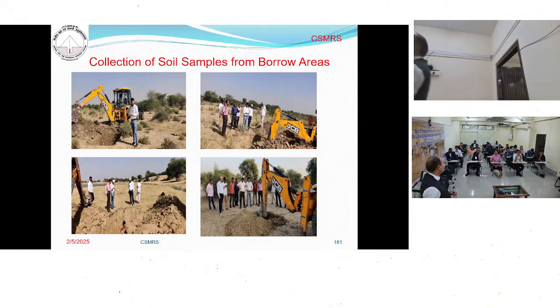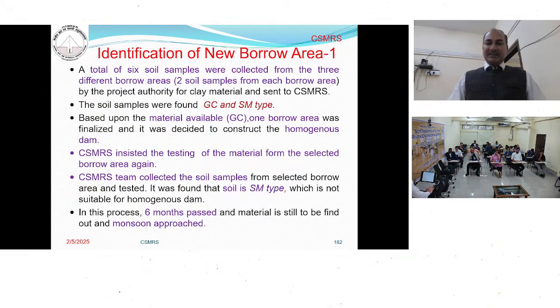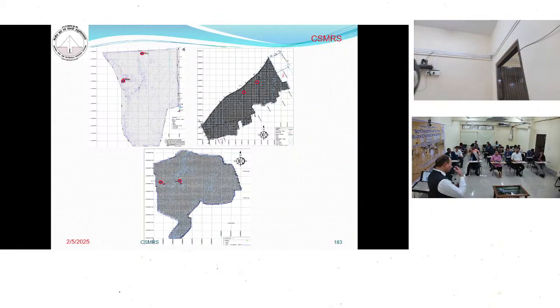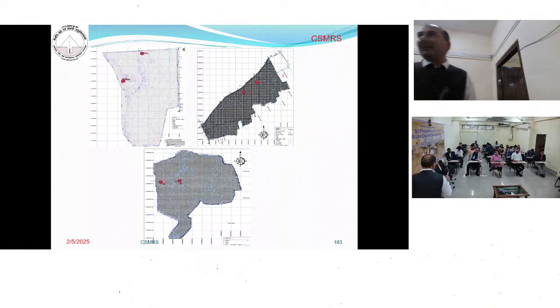Out of the four borrow areas, in two the sample was CL and CH type. That was the good one. So we said, okay, go ahead and construct it. Again, the same thing happened. They were unable to take the sample from those areas also, because the land belonged to the panchayat. Due to some political and other things, they were unable to take the sample. It means a complete year was lost in that way.